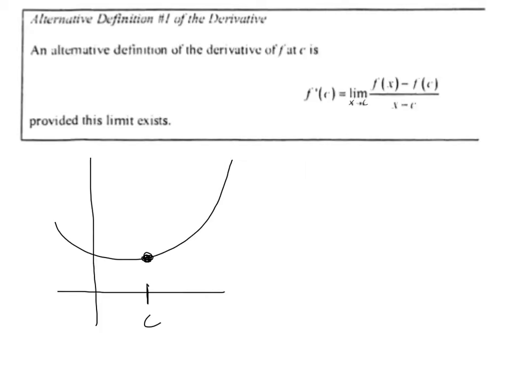So the alternative definition is now our derivative equals the limit as x approaches c of f of x minus f of c divided by x minus c. Now what the heck does that mean? Well, first of all, you need to understand that we're finding the derivative of a function at c, or an x value of c. So we're trying to, in the end, find the slope of the tangent line through that point.